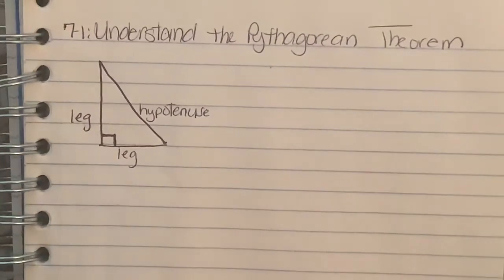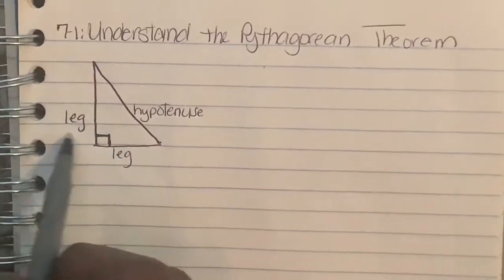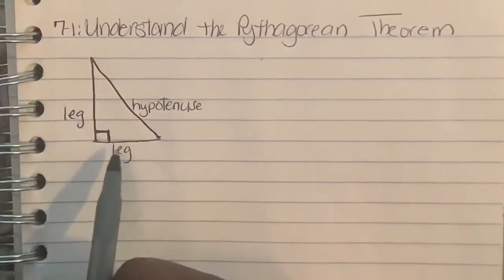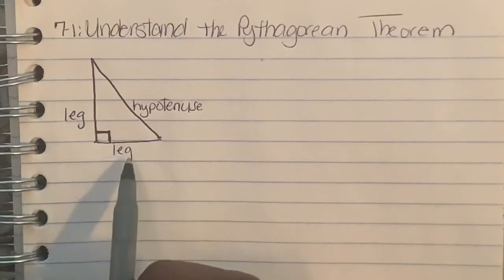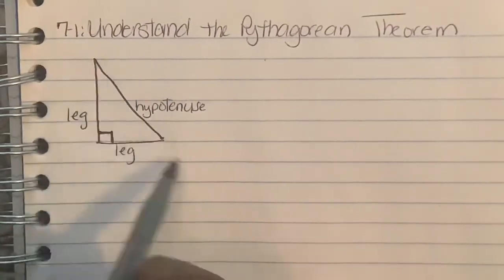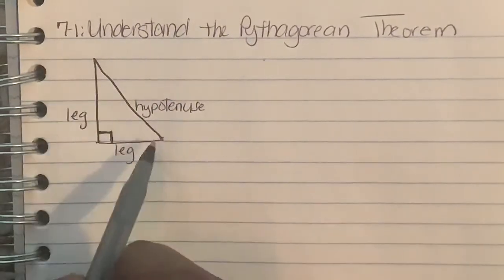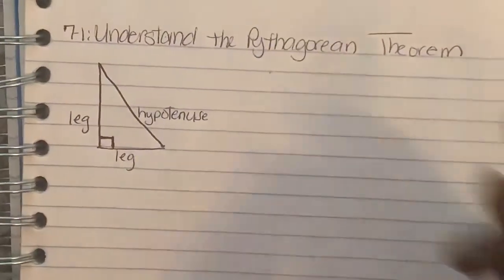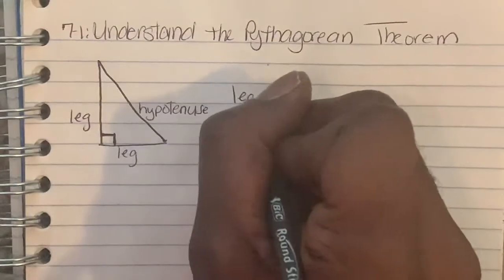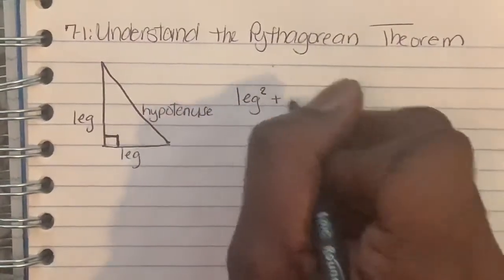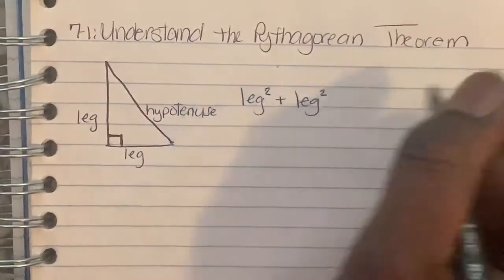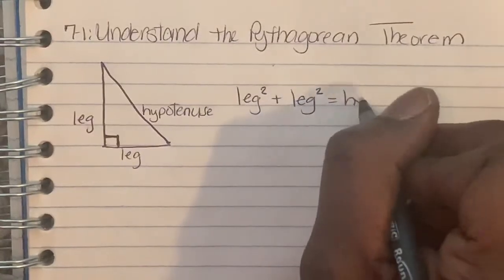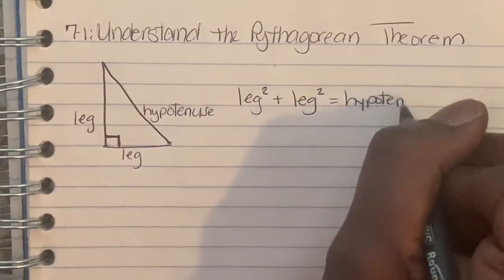Now, the formula is a little tricky in a sense. What the formula says is we're supposed to take this leg here, add it with this leg here, and when we do that, it should equal the length of our hypotenuse, which is on the opposite side of our right angle. The way we write that would be leg squared plus leg squared equals hypotenuse squared.